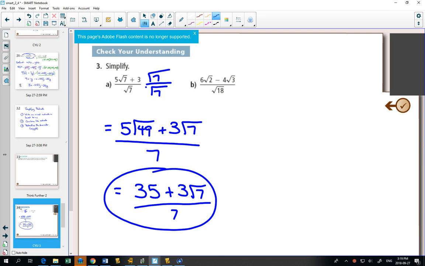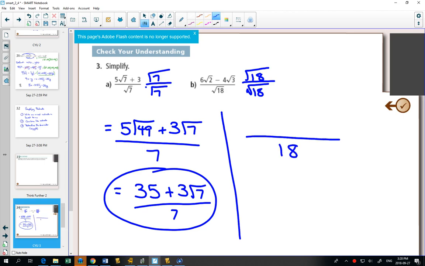For part B, we have a square root of 18 on the bottom. That's not allowed. So I could start by multiplying the top and bottom by the square root of 18. Ooh, I can tell you're not going to like this one. Okay, let's stretch a little bit, get our brains ready. So far, not a problem. Root 18 times root 18, can you see that's going to be 18?